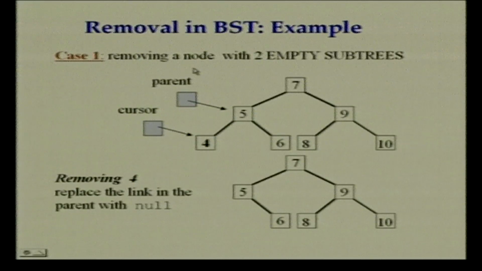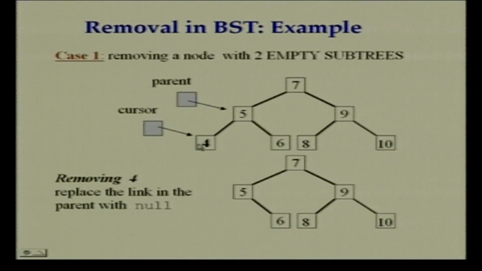So, let us take this case, removing a node with 2 empty subtrees, that is the easiest case. I want to remove 4. 4 is a terminal node. It has no children, has an empty left subtree and an empty right subtree. So, what you do is, this is the parent node, you always have to keep track of the parent node. The link of the parent node would have been pointing to this node, it would have had a value, now you replace it with null. So, replace the link in the parent with null. That way this node has been deleted. So, this is the new tree after the deletion of 4.